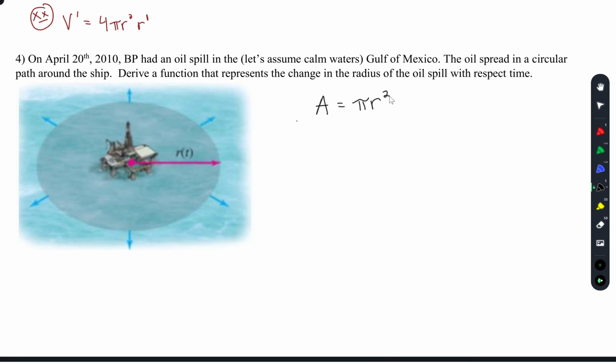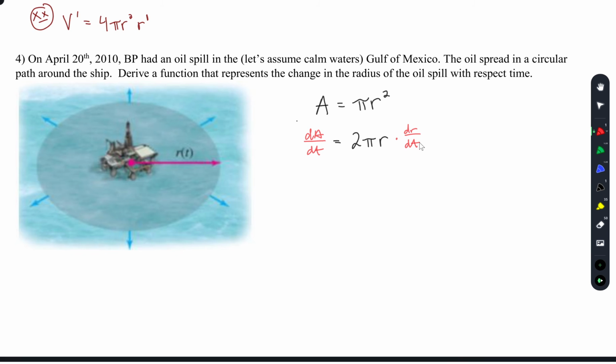Now what you're going to do is take the derivative of it. So you're going to do the derivative of A with respect to time, dA dt. Does anyone recognize this formula? 2 pi r. Does anyone recognize that? Oh my gosh. Calculus can be so cool. You don't even know yet. It's so exciting. And then you're doing chain rule.